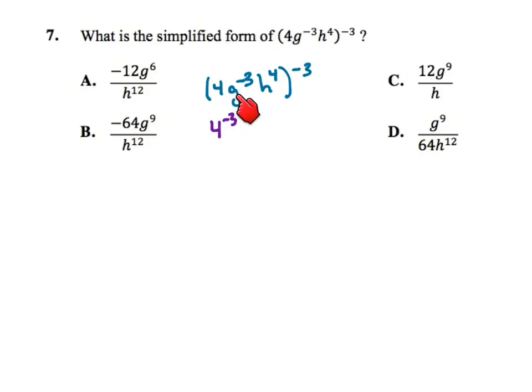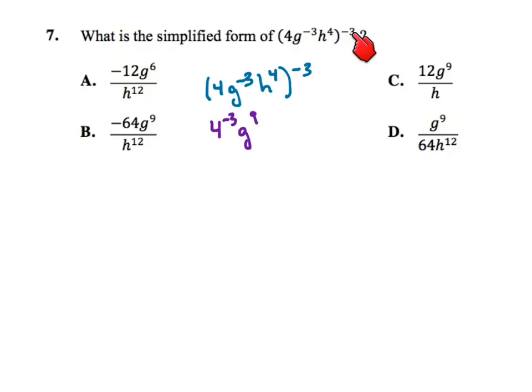The next factor, I have g to the power of negative 3 to the power of negative 3. Exponent rules dictate that when I'm doing a power to a power, I multiply the exponents. So I have g to the power of 9.